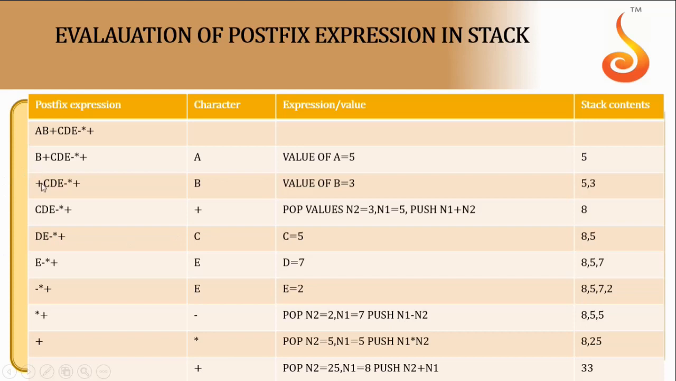The remaining postfix expression would be plus C D E minus star plus. As long as you get a variable or a character, its contents go on getting pushed into the stack. So B is there. What is the value of B? 3. I told you I would have given 3 as a user. Then 5, 3. So the stack contents are 5, 3.